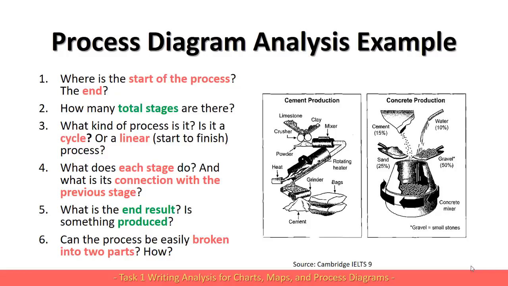Number 4, what does each stage do? I just talked about that for both cement and concrete, so I won't go back through it again, but it's very important to note the connection with the previous stage as well. How does it get to that part? Number 5, what is the end result? Is something produced? Ooh, yes, we have bags of cement in the cement production, and we have concrete in the concrete production one. So we definitely have something produced here.